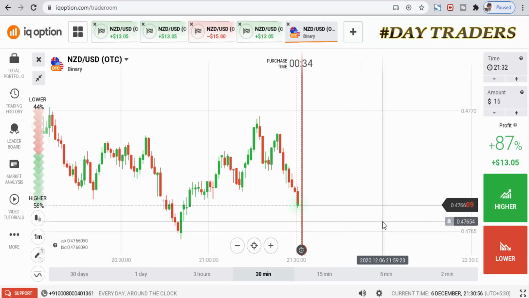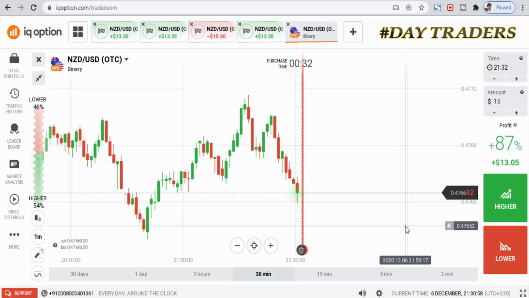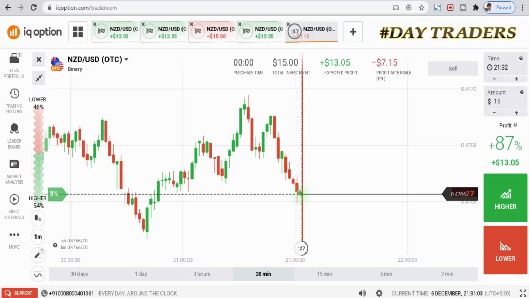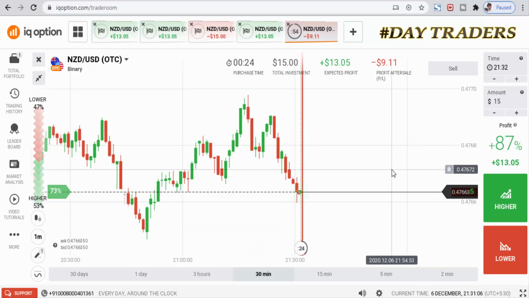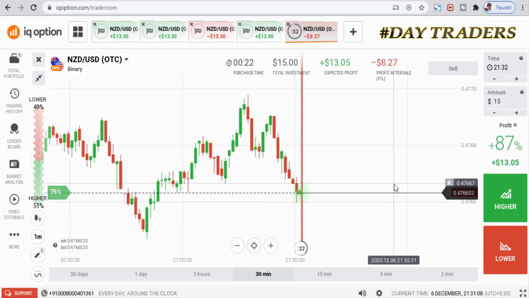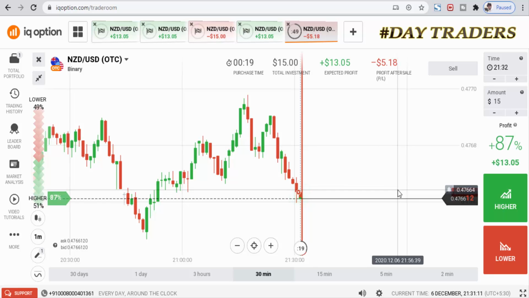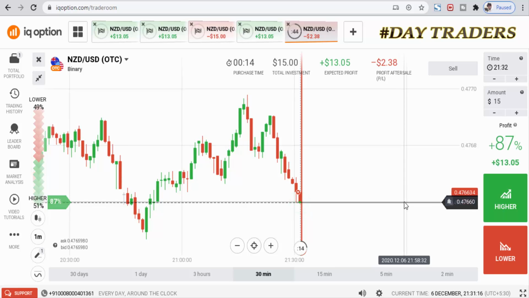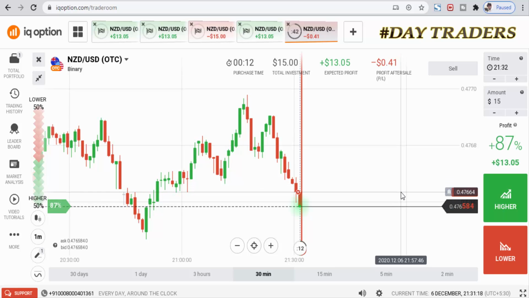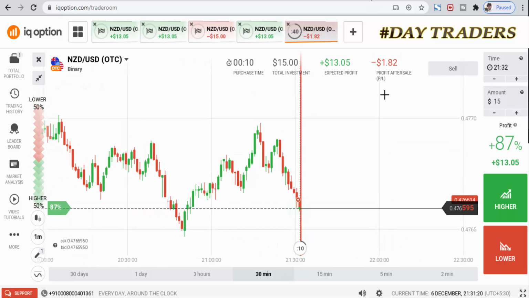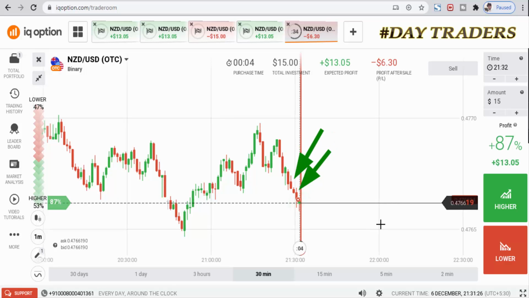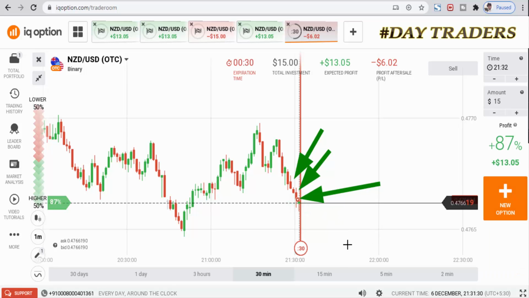Okay, this is a Marubozu candle. Still I will place a lower option. Okay, I will place a lower option. This is a momentum again. So I'm expecting maybe the momentum continues.